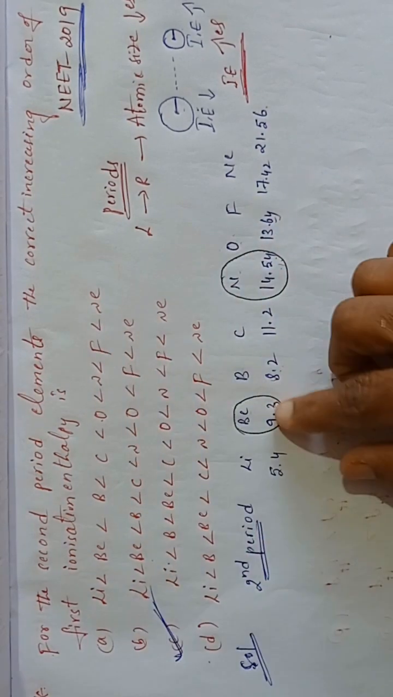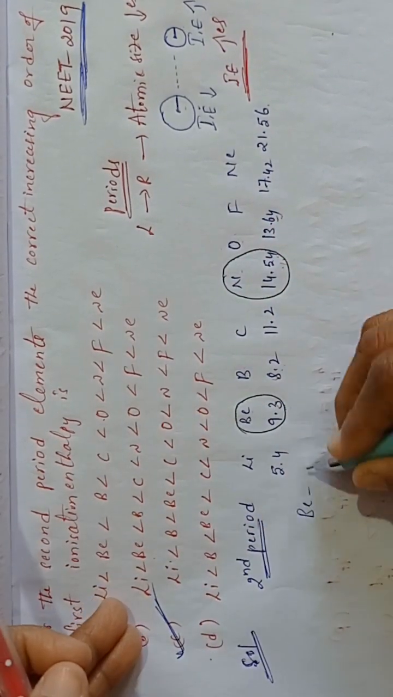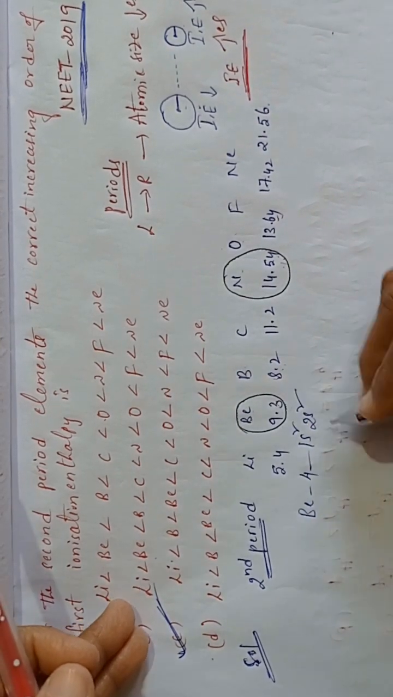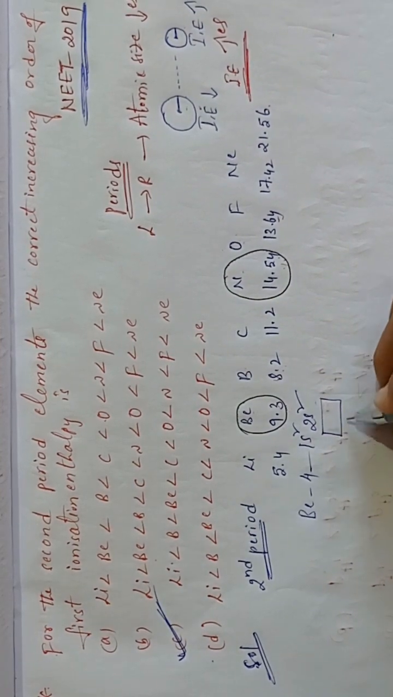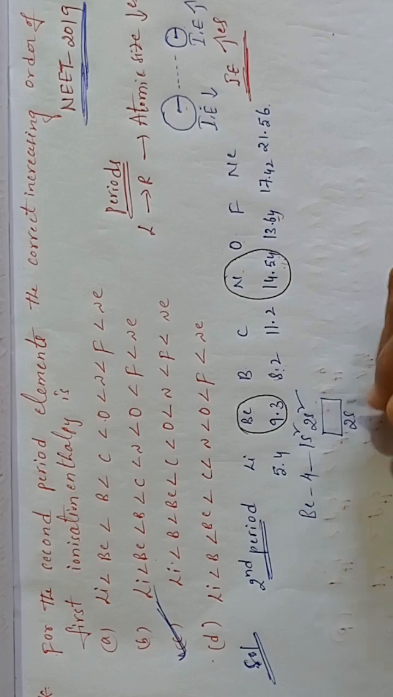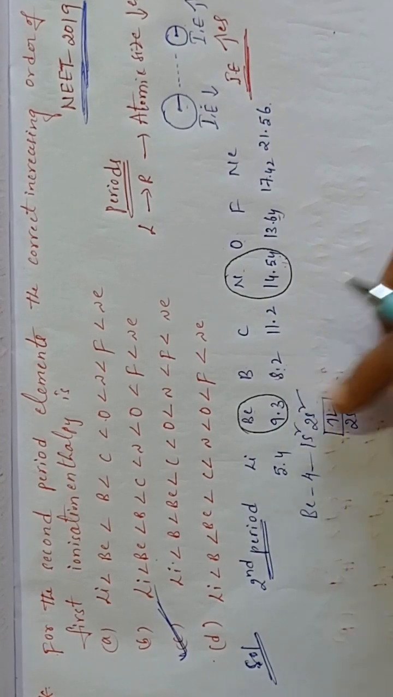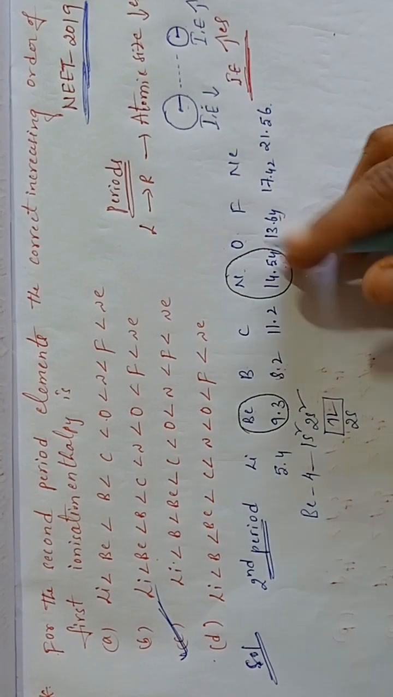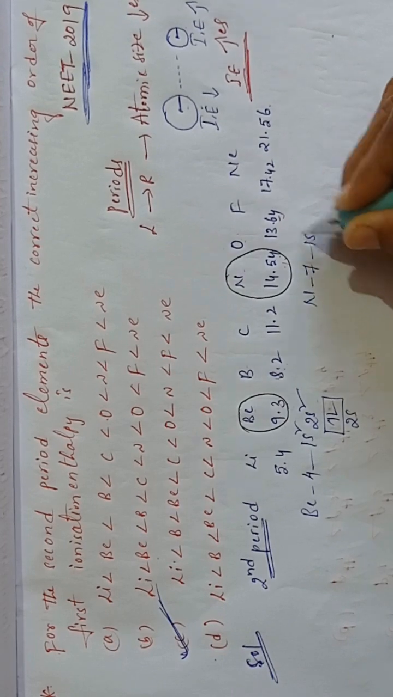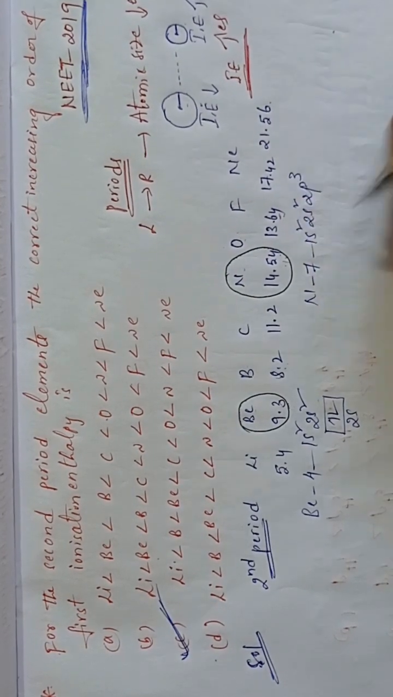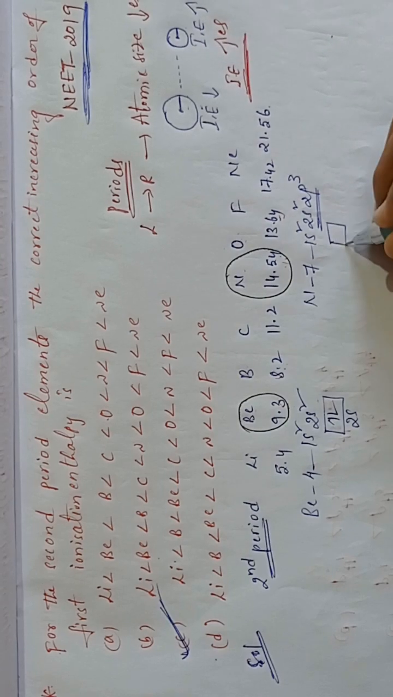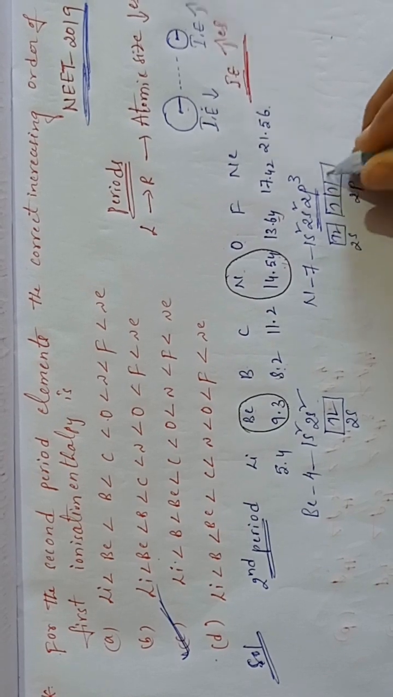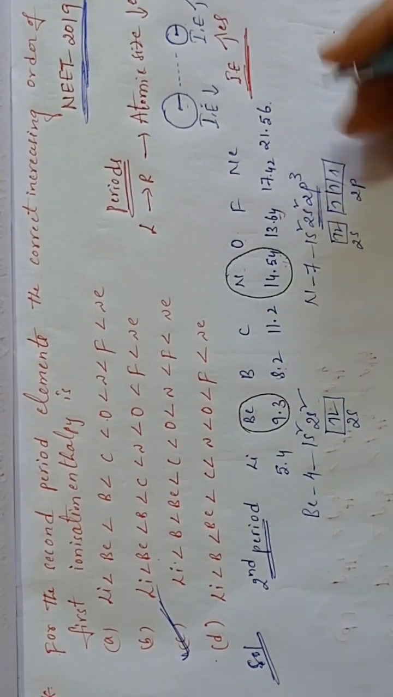Because beryllium, atomic number 4, has the electronic configuration 1s2 2s2. 2s is the valence shell electronic configuration. In 2s, how many electrons are there? 2 electrons are there. That means it is a completely filled electronic configuration. And next, nitrogen atomic number is 7. What is its electronic configuration? 1s2 2s2 2p3. This is the valence shell electronic configuration. 2s has 2 electrons. In 2p, how many electrons? 3 electrons are there. That means it has a half filled electronic configuration.